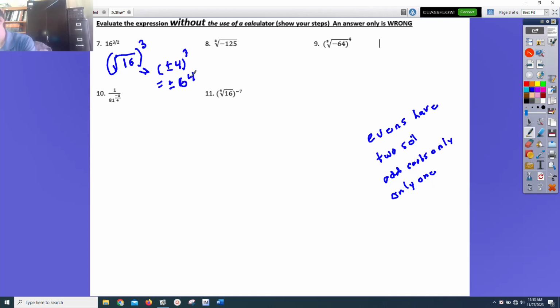You ought to know what number 8 is. Number 9 is only going to be one answer. We can look at it real quick. It's not a hard problem. You've got the cube root of negative 64 to the 4th power. The cube root of negative 64 is negative 4. And it's only negative 4. It's an odd root. Then you got to raise it to the 4th. That ought to be, if I'm thinking right, 256.